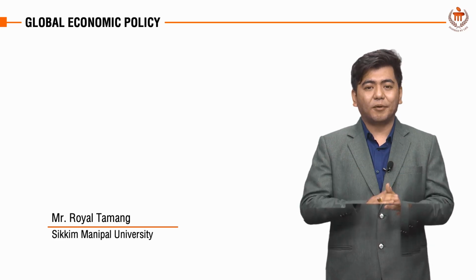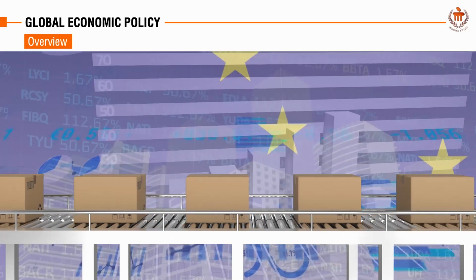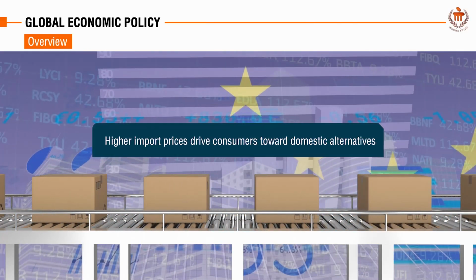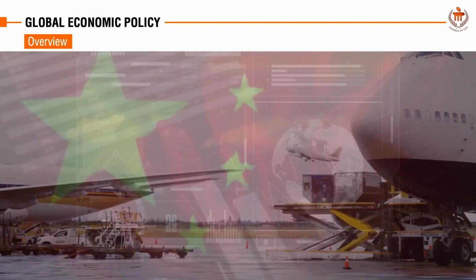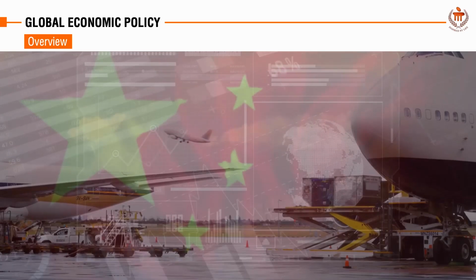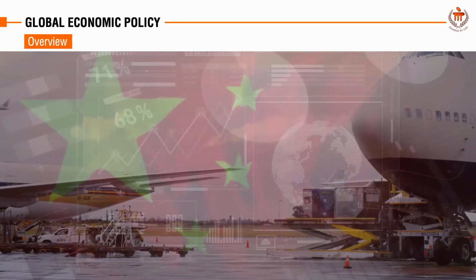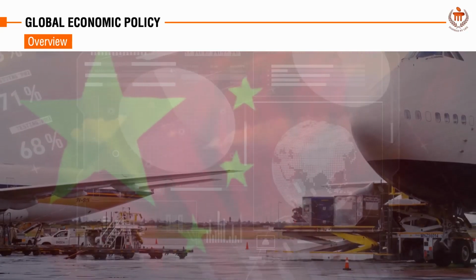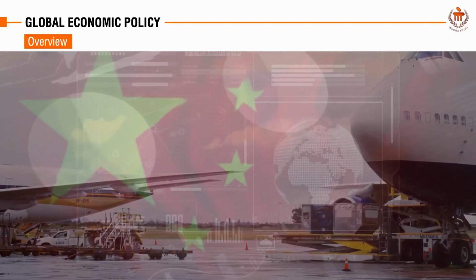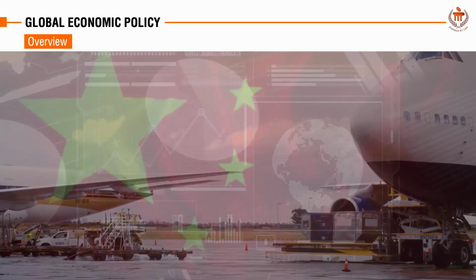Let's imagine if the Indian government imposes higher tariffs on imported electronics, what might happen? Prices of imported gadgets would go up locally, pushing consumers to buy domestic alternatives. But this decision also impacts exporting countries like China, potentially leading to trade tensions. Over the next few slides, we will dive deeper into specific components of global economic policy.